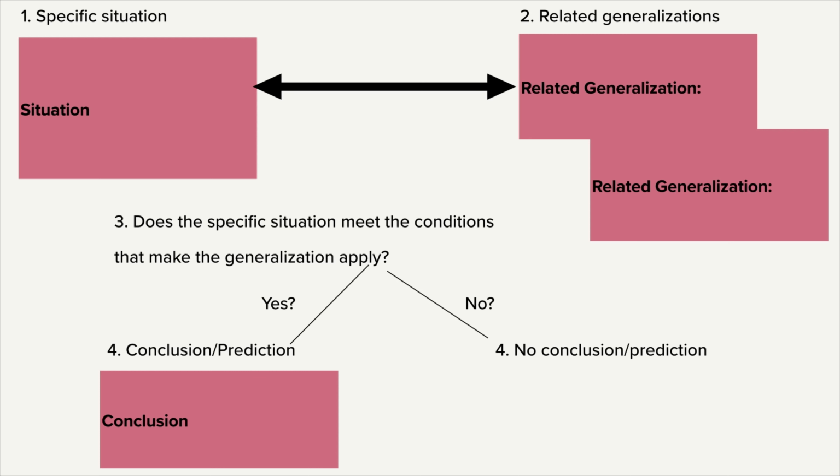If we look in the top left corner, we will see number 1, specific situation. This provides a place for students to describe the specific situation they are looking at. At number 2, you will see spots for students to put any generalizations or principles that go along with the specific situation. At number 3, you will see the question, does the specific situation meet the conditions that make the generalization apply?